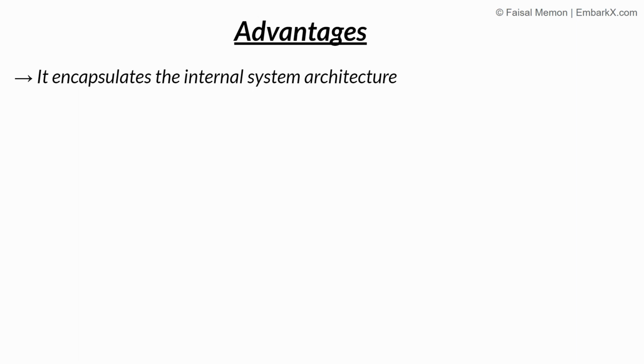So let us talk about some of the advantages that we have with API gateways. The number one advantage is encapsulation. API gateways encapsulate the entire system architecture and provide a level of abstraction between the client applications and your backend microservices. This means that changes made to the microservices, such as adding new microservices, modifying existing services, and even changing the service locations, can be done without impacting the client.